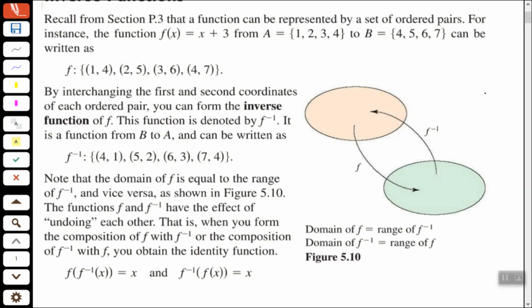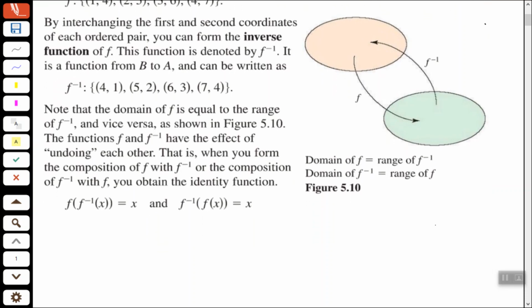By interchanging the first and second coordinates of each ordered pair, you can form the inverse function of f. The inverse function is f to the negative first. It is a function from B to A, and you're just swapping around the first and second coordinates. So we go from (1, 4) to (4, 1), (2, 5) to (5, 2), (6, 3), (7, 4), and so on.